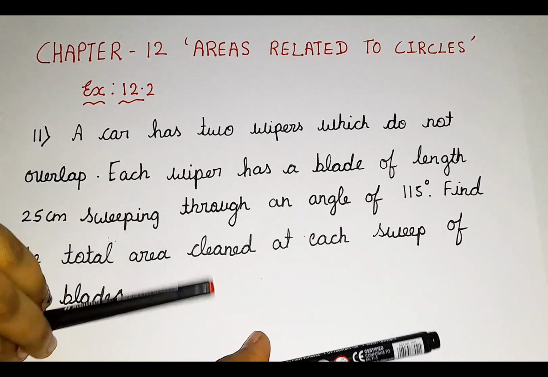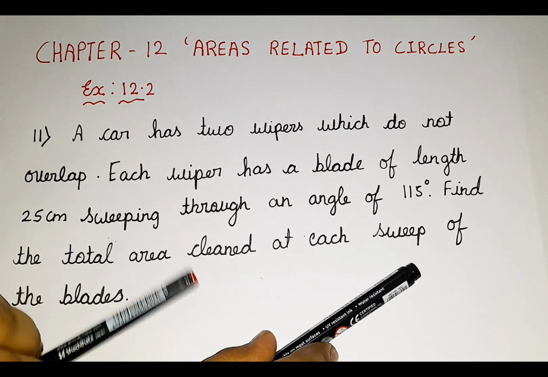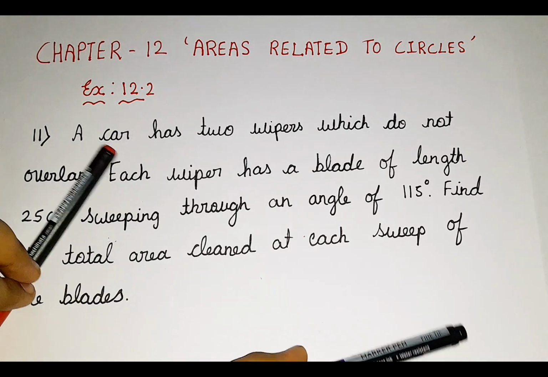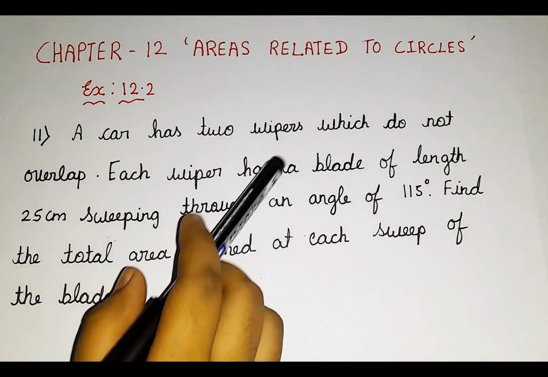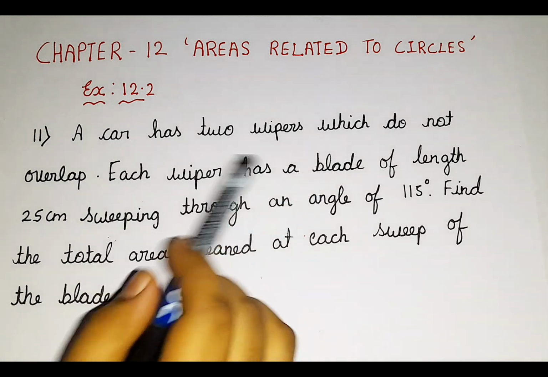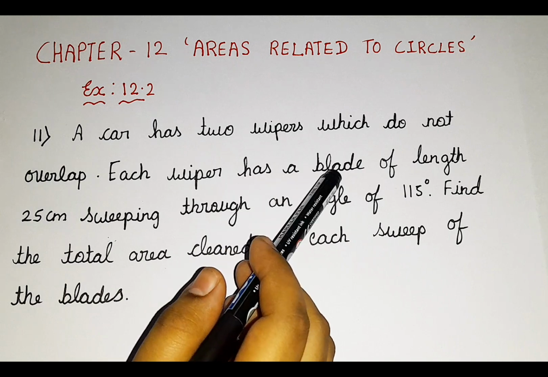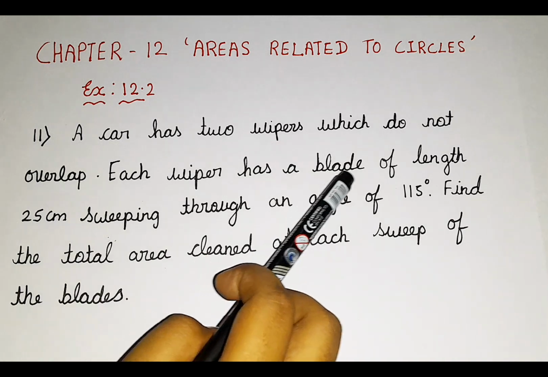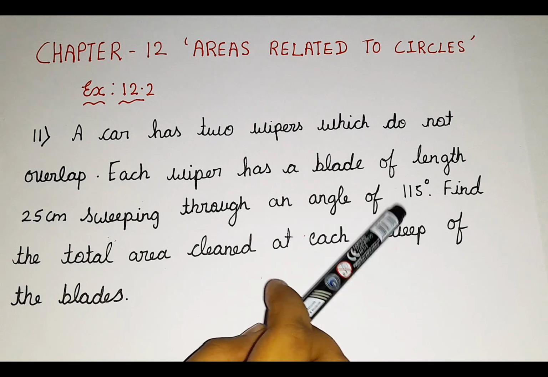Why? Because that is a speciality of the wipers, isn't it? So this wiper is used to clean this complete part, and this wiper is used to clean this other complete part. That's why we use two wipers. That's why they mentioned which do not overlap. Overlap means hit each other, so they do not hit each other. Each wiper has a blade. Of course you guys know a wiper has a blade, that's how we can clean the glass, that is the windshield. The blade has a length of 25 cm sweeping through an angle of 115 degrees.